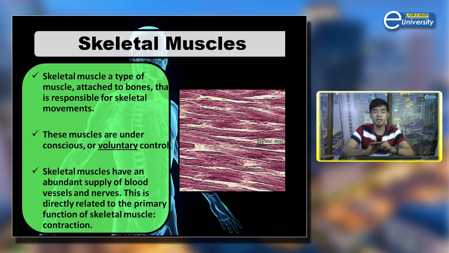Especially in our arms, the main muscles are the biceps and the triceps. So biceps and triceps are responsible for the contraction and the relaxation of our arm.